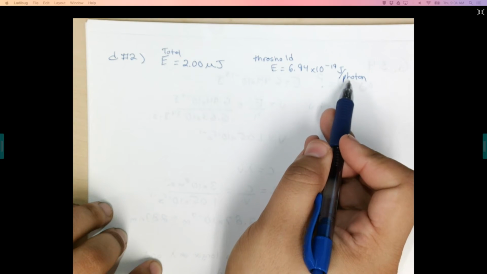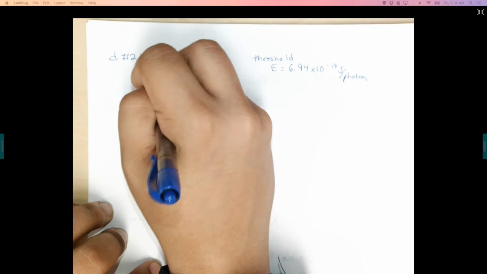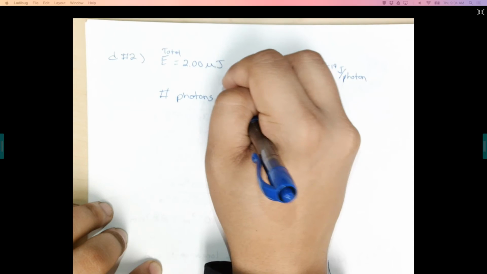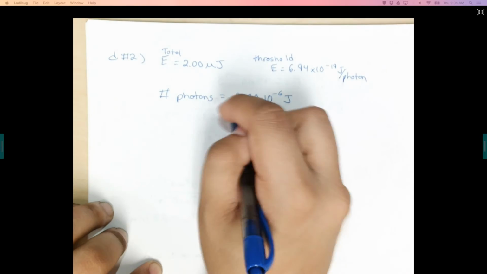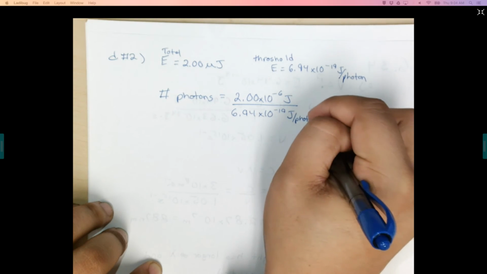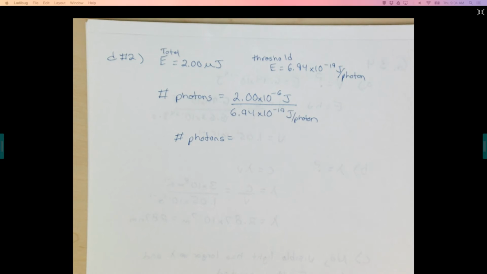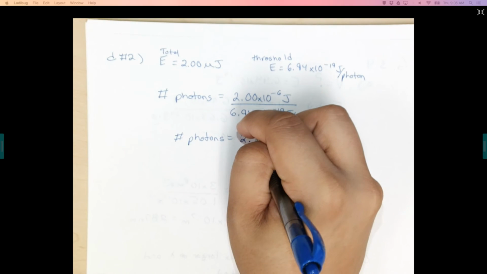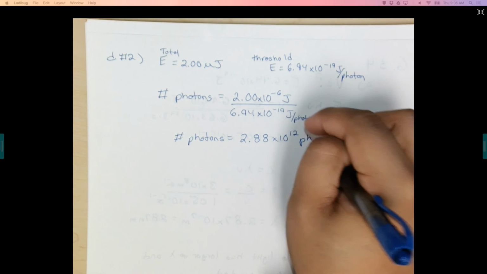So to get the number of photons in this many joules, what do we need to do? We need to divide this value by this value, but we need to have similar units. So the number of photons is equal to 2.00 times 10 to the negative 6 joules, remember, this is the micro prefix, 10 to the negative 6, all over 6.94 times 10 to the negative 19 joules per photon. And that will give us the number of photons calculated: 2.88 times 10 to the 12 photons.